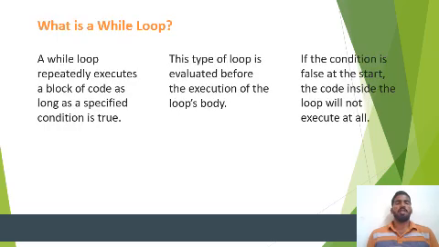What is a while loop? A while loop repeatedly executes a block of code as long as a specified condition is true. This type of loop is evaluated before the execution of the loop's body. If the condition is false at the start, the code inside the loop will not execute at all.